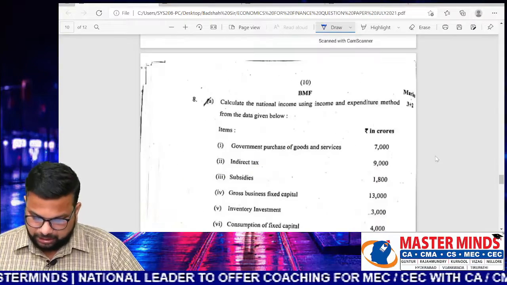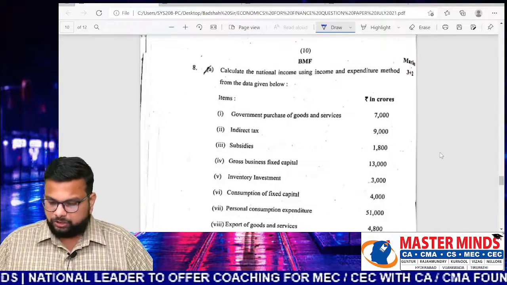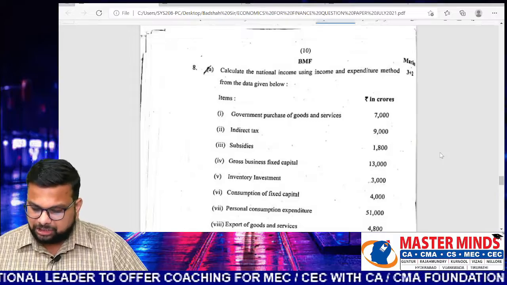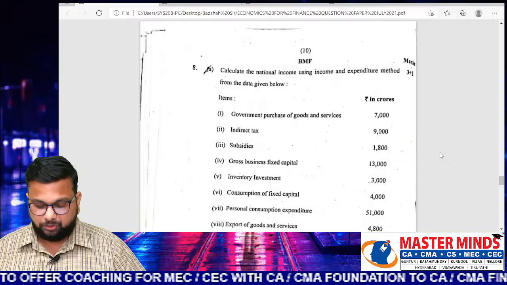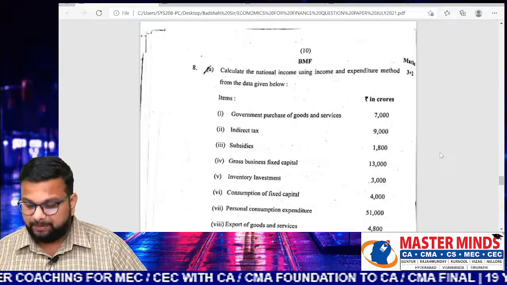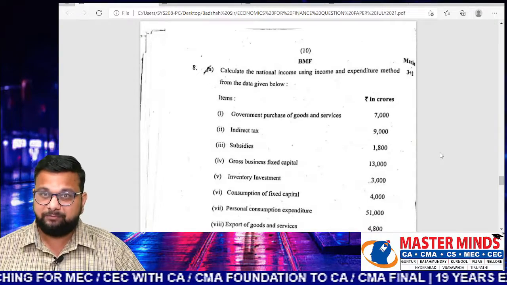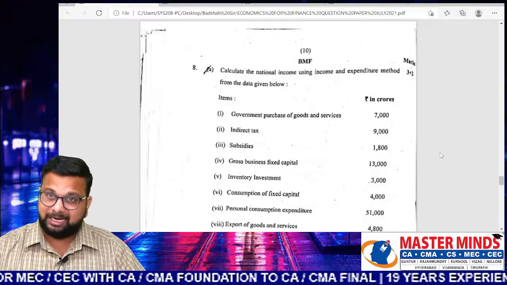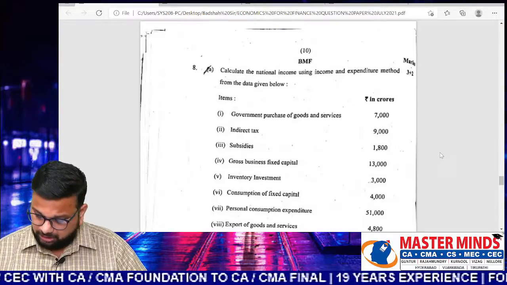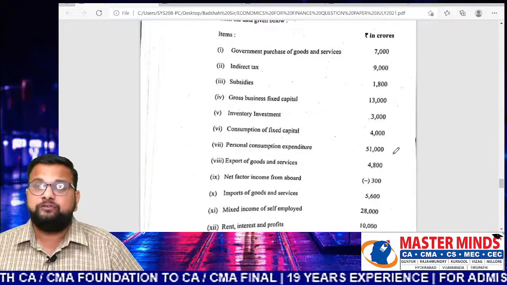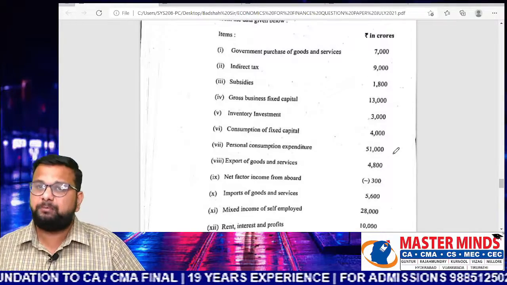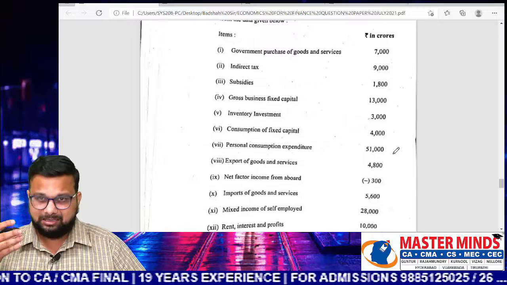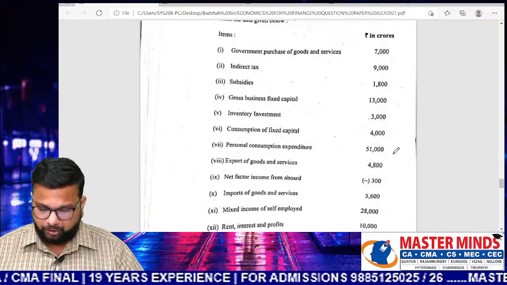Next, question number 8A. It is for 5 marks, Nana. Calculate the national income using income method and expenditure method. Data is given, and with the help of this data, we have to calculate income as well as expenditure method. You can see the data, Nana. If you are thorough with the income method formula as well as the expenditure method formula, then you can easily solve this problem.